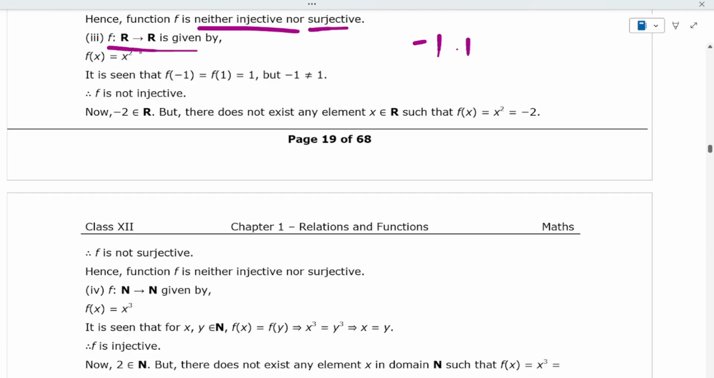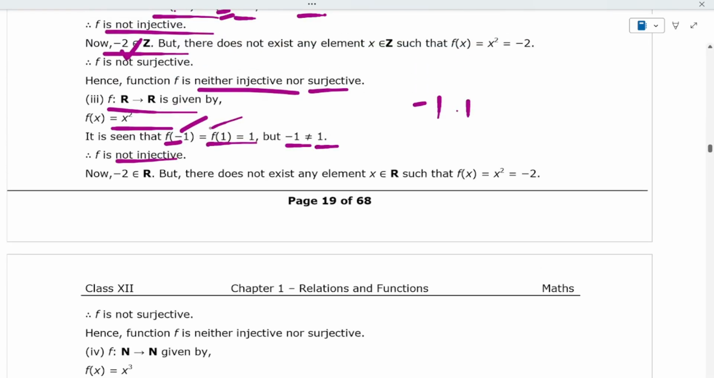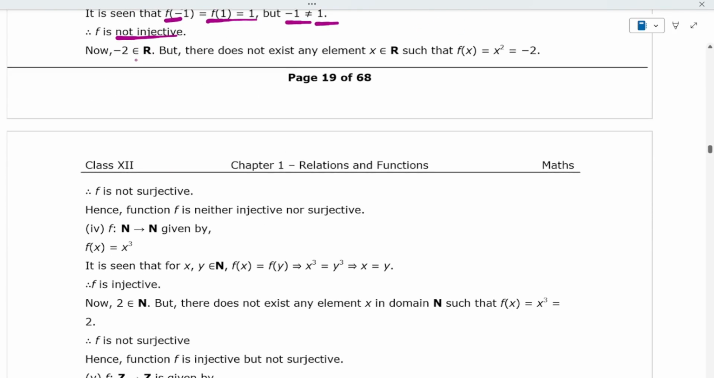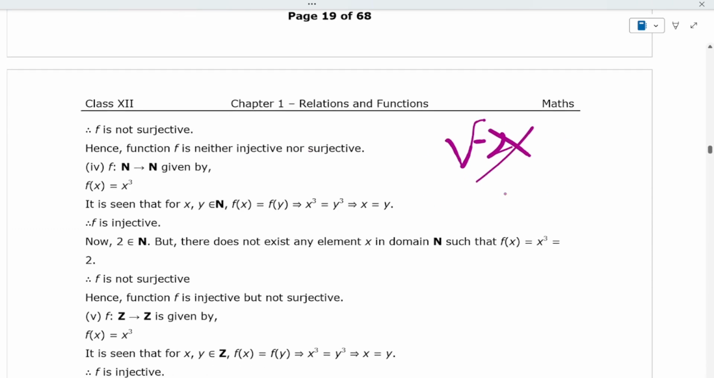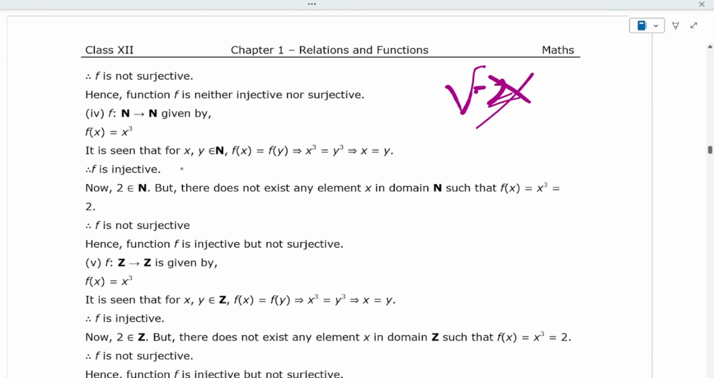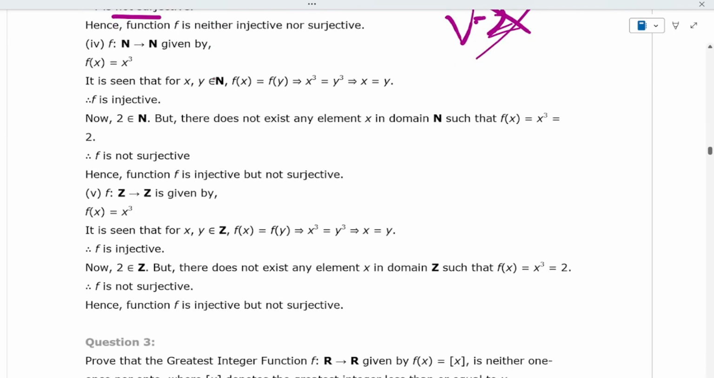They have given us rational numbers. If you take x square, f of minus 1 and f of 1, see, minus 1 is not equal to 1, so it is not injective. Now next, for surjective, you are taking again minus 2, and the root of minus 2 doesn't exist. We will get a math error if we take minus root of something, so it is not surjective.